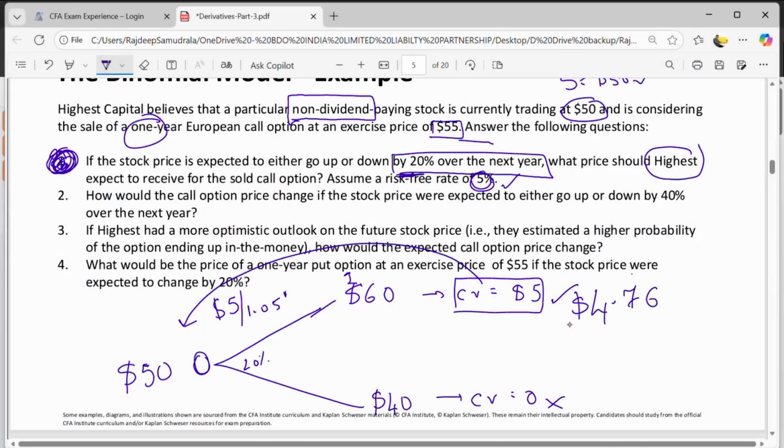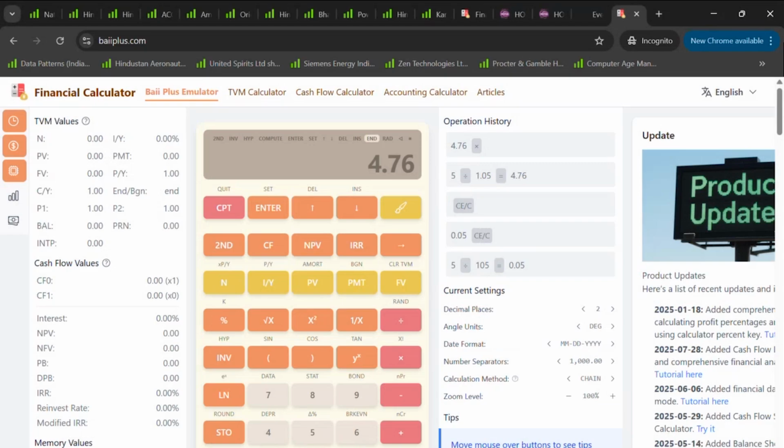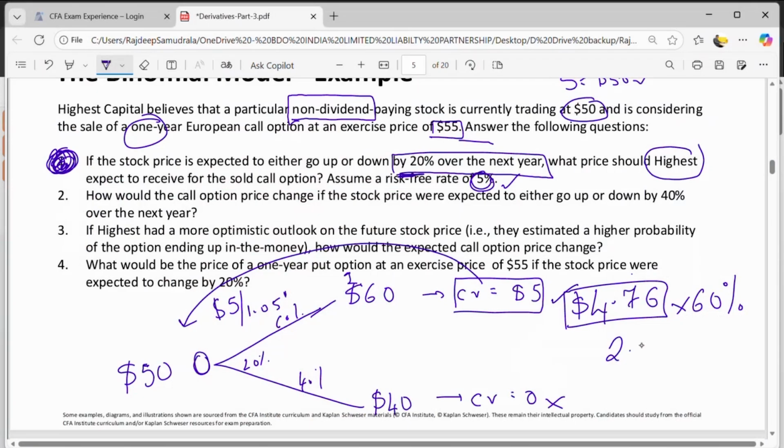4.76. Clear? Now, suppose he told you that there's a probability of say 60% going up, 40% going down. Then you'll say, fine, this answer is only 60% probability. So you multiply this answer by 60% and that gives you 2.86. That's the final answer. Clear? So very easy to solve. When they say find the maximum value, highest value, just take the 100% probability. When they say find the probabilistic value, multiply the probability into the respective values. Clear?